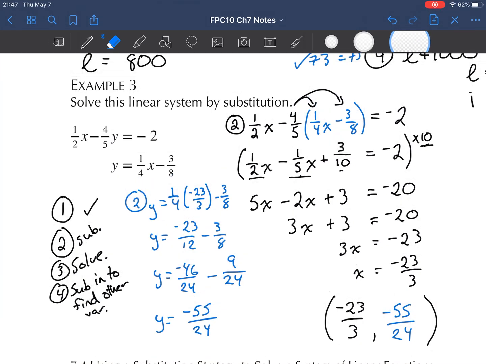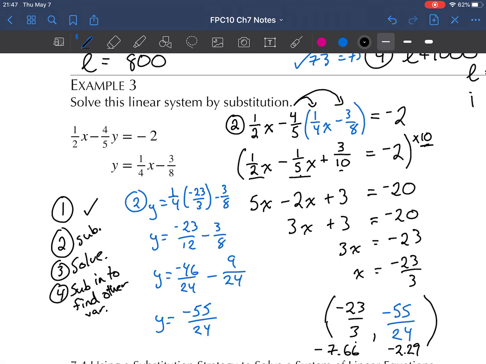Is that what this equals? Well, to my eye, it looks like it. So let's do negative 23 divided by 3. Negative 7.66 repeating 6. That's good. So our first one was correct. Let's try negative 55 divided by 24. Negative 2.29. These are the correct answers.